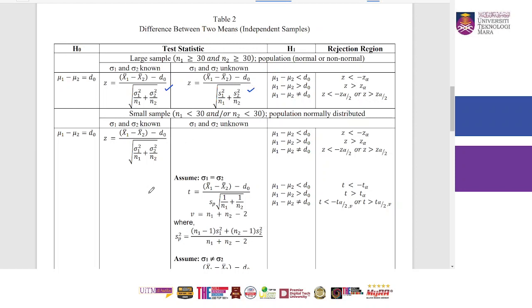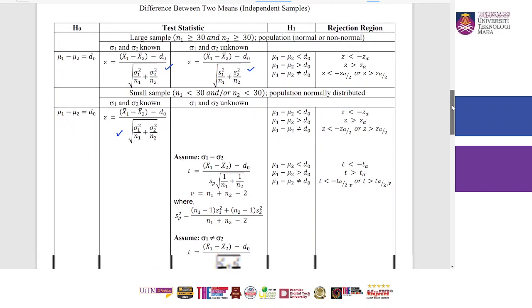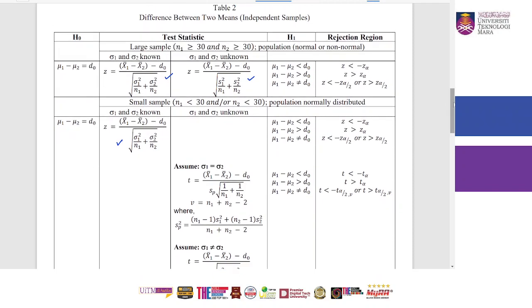Okay, and then we also have looked through the Z-test for small sample size whereby the sigma 1 and sigma 2 are known. Okay, so saya just nak ceritakan sedikit macam mana you nak gunakan table ni untuk identify the correct items or the correct formula to be used. Okay, for difference between two means, before we go detail on the previous one.